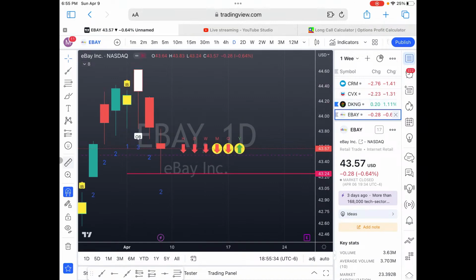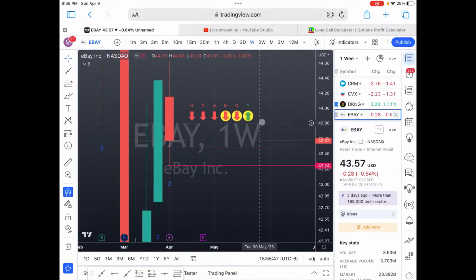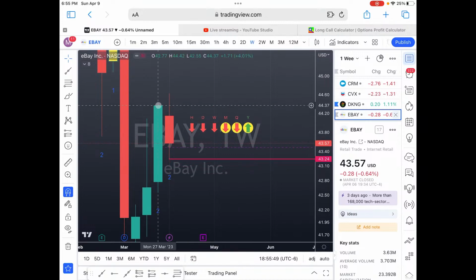Hey, we move on to eBay. eBay, sorry, I'm on the daily there. eBay, if we go to the weekly chart, there we are. 2 up, red. Time frame continuity to the downside. There's that probability thing. 2 up, red.